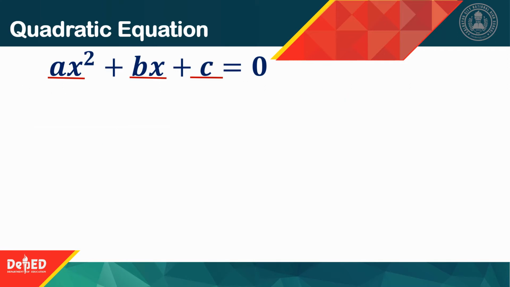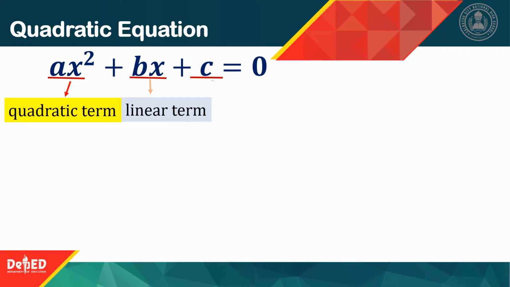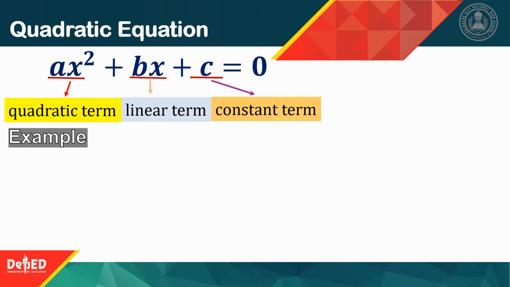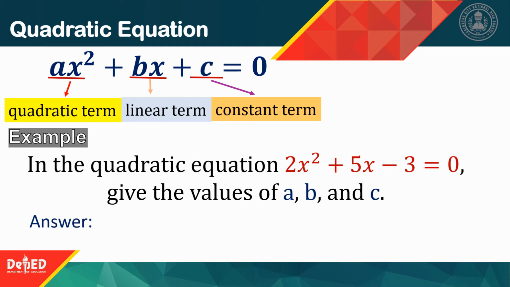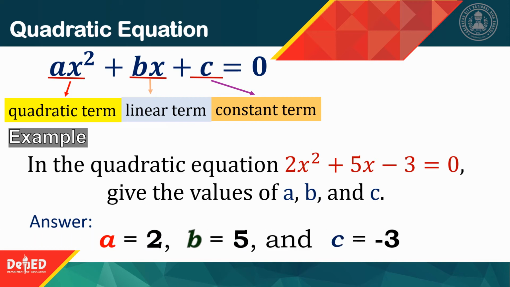In the quadratic equation ax squared plus bx plus c is equal to 0, ax squared is the quadratic term, bx is the linear term, and c is the constant term. Example: in the quadratic equation 2x squared plus 5x minus 3 is equal to 0, give the values of a, b, and c. So a is equal to 2, b is equal to 5, and c is equal to negative 3.